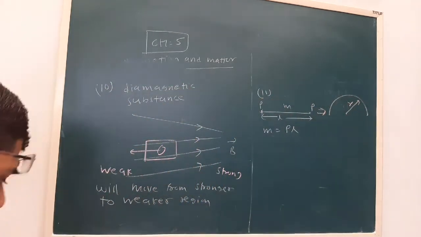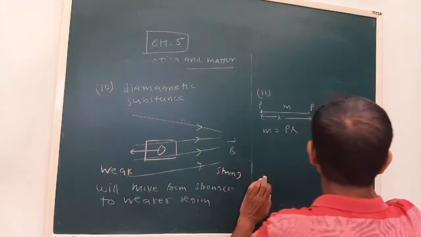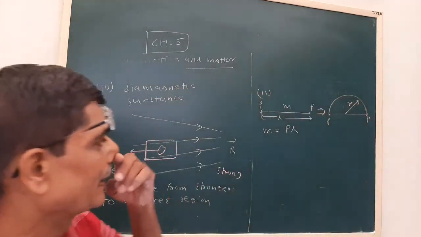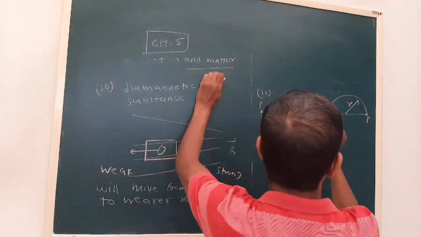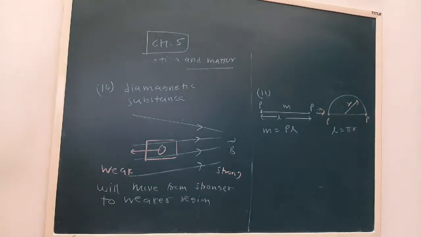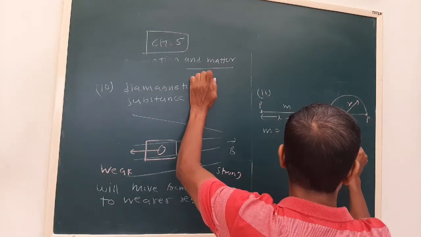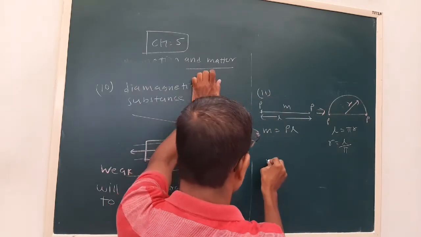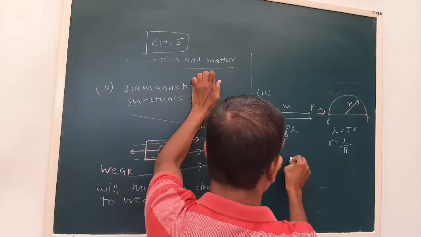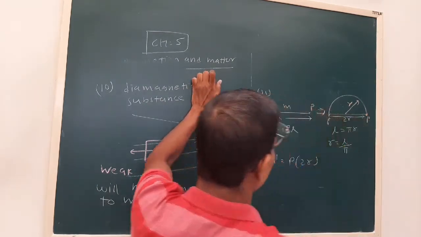Okay, see what will be the new dipole moment. Now see here we will have two poles. Like this. Now see here L is equal to pi r, that is the circumference of the semicircle. So r is equal to L upon pi. Now our new dipole moment M dash will be P into 2r. Why? The distance between the two poles will be 2r.